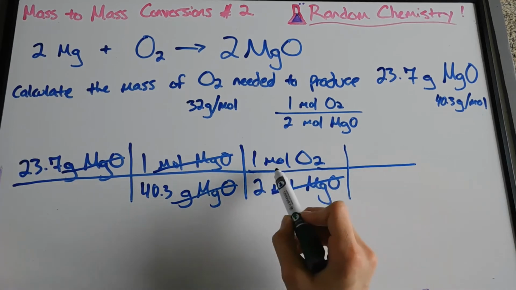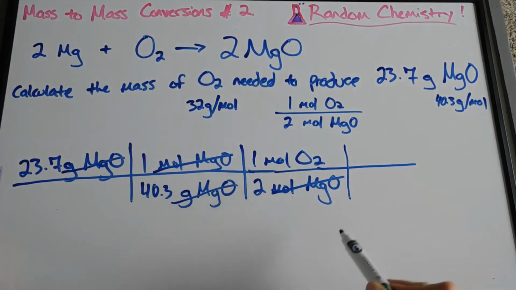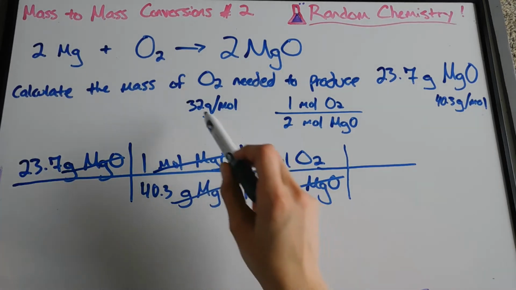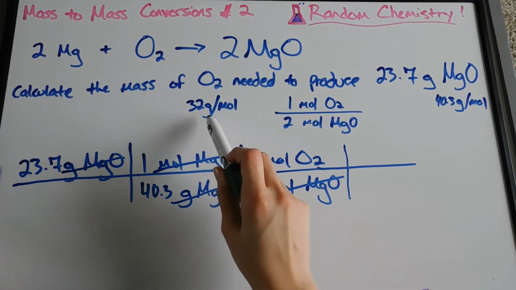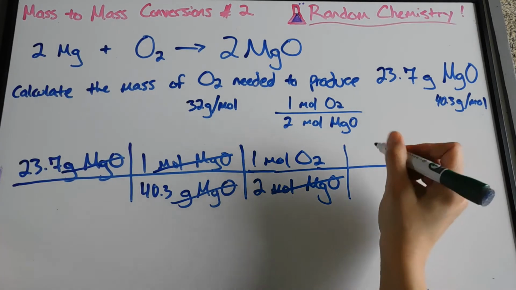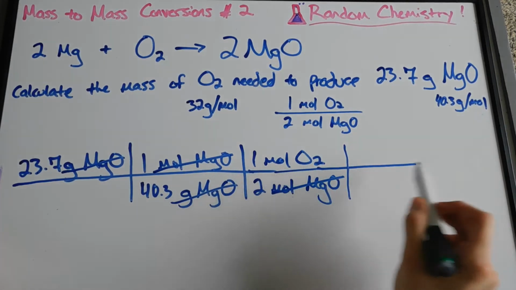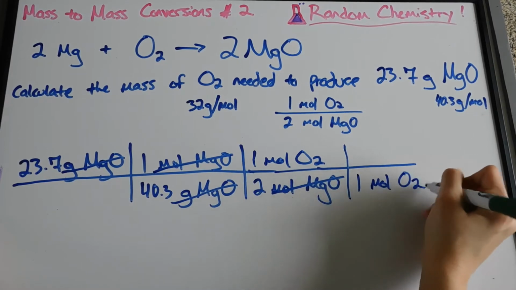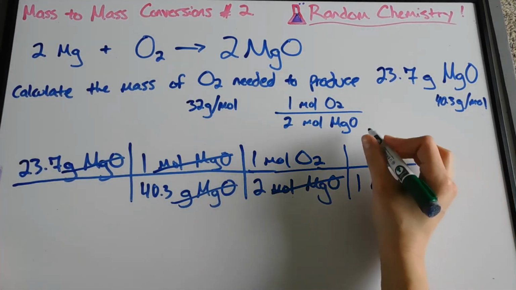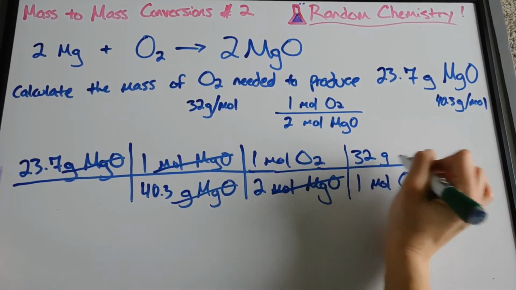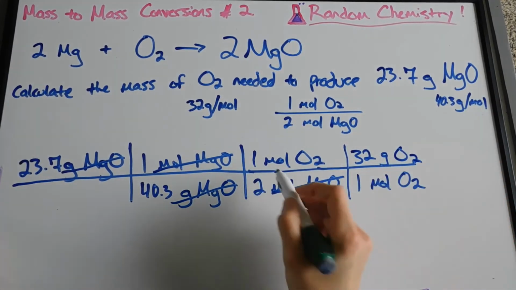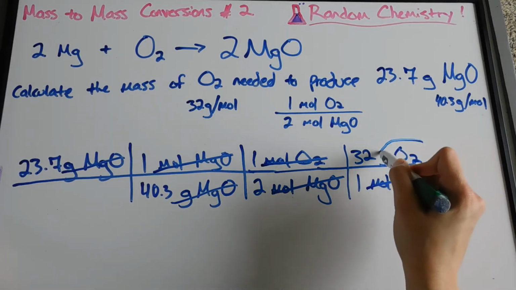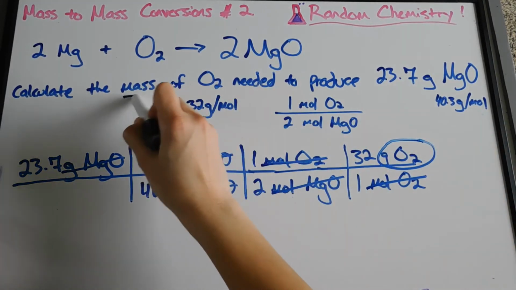Now I need to convert from moles of O2 to grams of O2, and I do that using my molar mass. 32 grams for every 1 mole. Mole on top on this side, I need mole on bottom. So 1 mole of O2 for every 32 grams of O2. So now moles of O2 cancel, and I'm left with grams of O2, which is what the question is asking me.